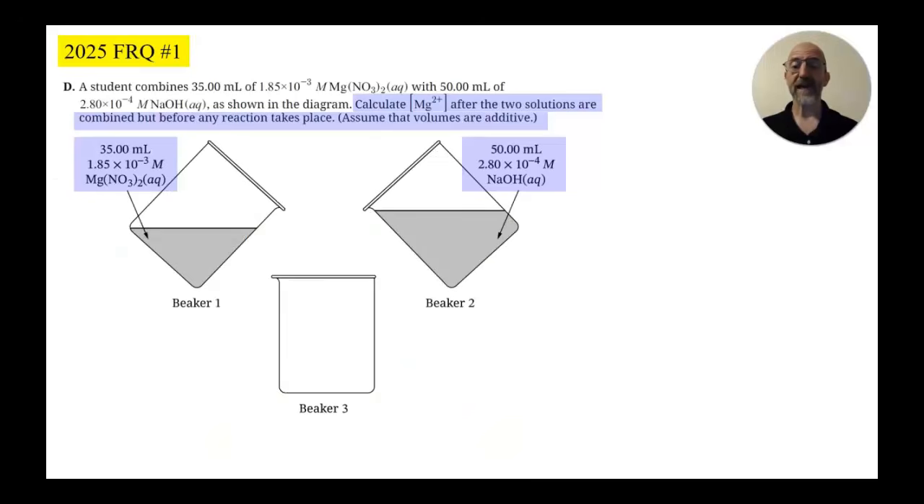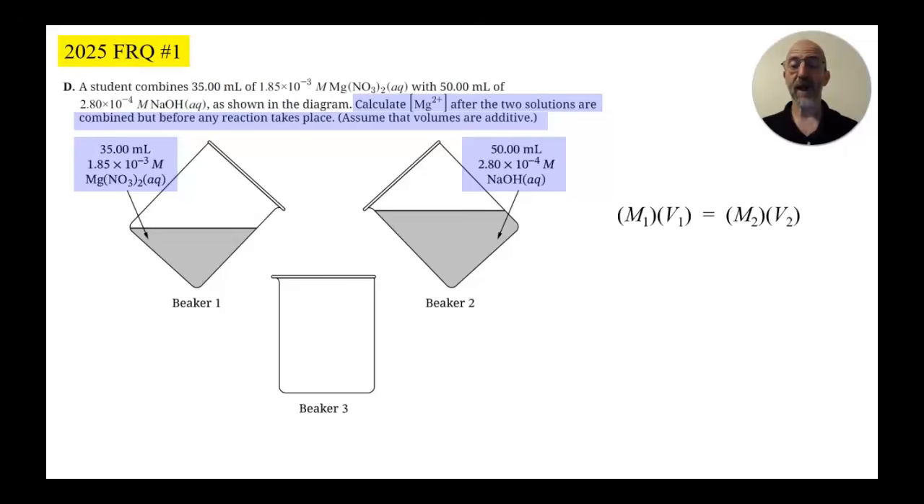So this one says, calculate the concentration of the magnesium ion after the two solutions are combined. Now, there is a solution on the left, which has a volume of 35 milliliters. There's a solution on the right, which has a volume of 50 milliliters. And these two solutions will be combined together in beaker 3, according to the information in the diagram.